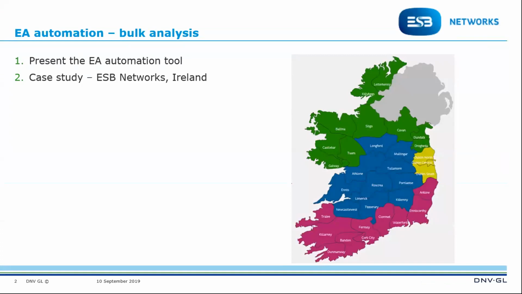The two parts of the presentation are, first, I want to present the EA automation tool to you, and apologies if we're duplicating what you did yesterday. And then I want to talk a little bit about how we're using that tool to meet the requirements of ESB Networks in Ireland. And that's a picture of their area. You can see they've got, I think, about 20 operational areas.